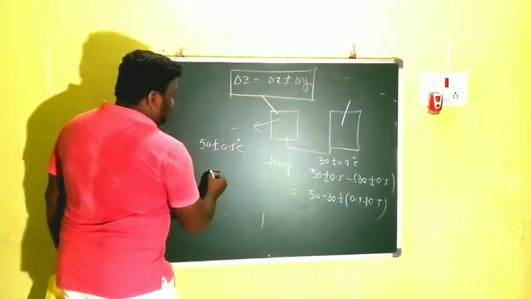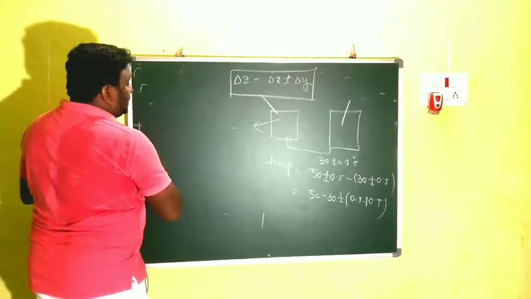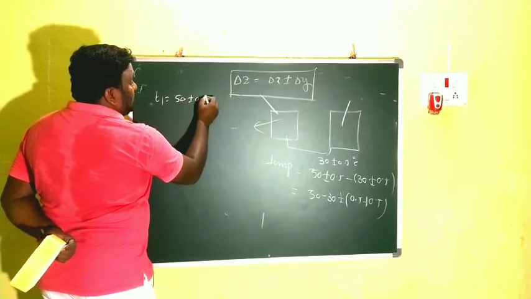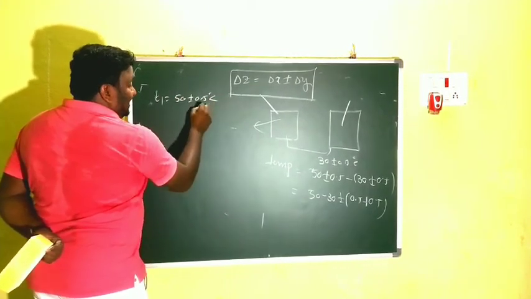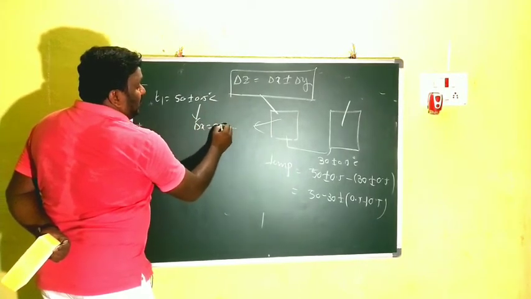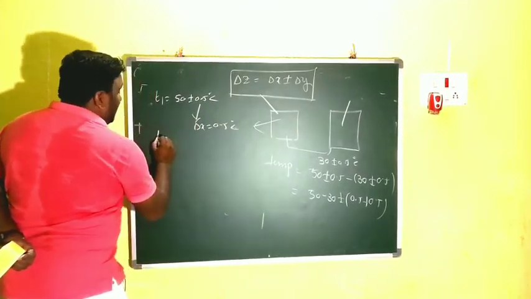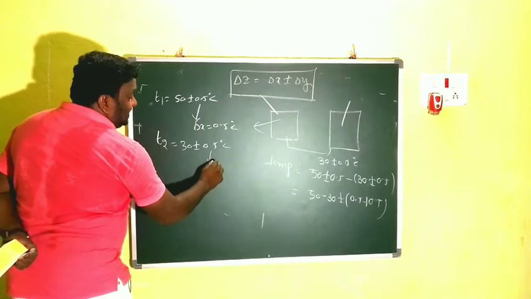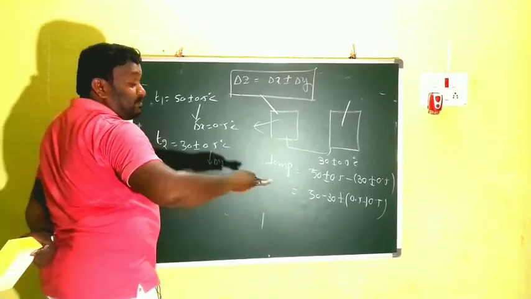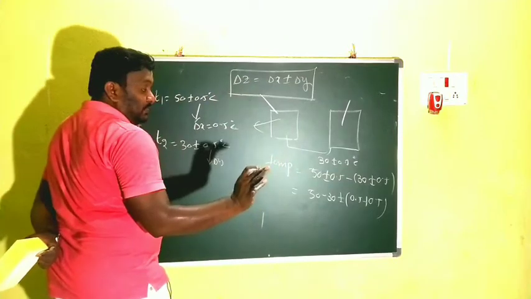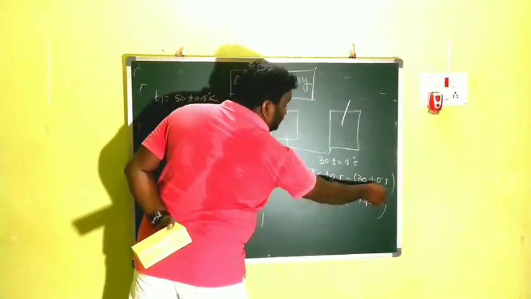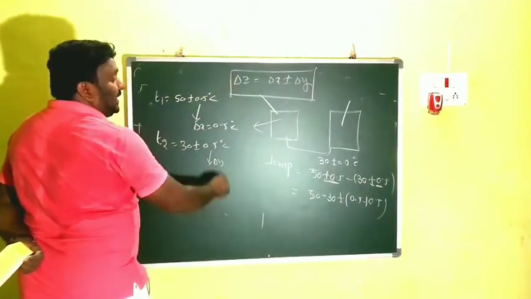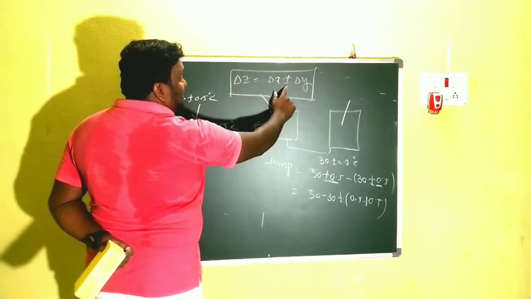Here, what is the delta x value? I will write it clearly. The first value T1 is equal to 50 plus or minus 0.5 degrees Celsius. So the delta x value I am taking is 0.5 degrees Celsius. And the second body temperature is 30 plus or minus 0.5 degrees Celsius, and this is delta y. So we are separating the 50 minus 30. It's okay, clear. But we have to add these two errors. The absolute errors of two quantities we have to add according to this formula: delta z is equal to delta x plus or minus delta y.